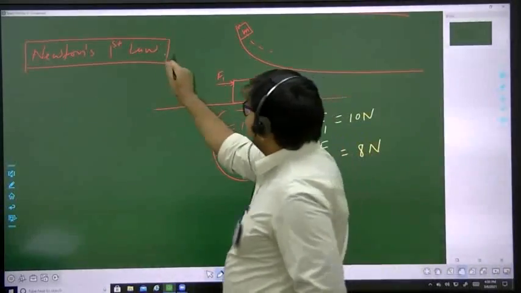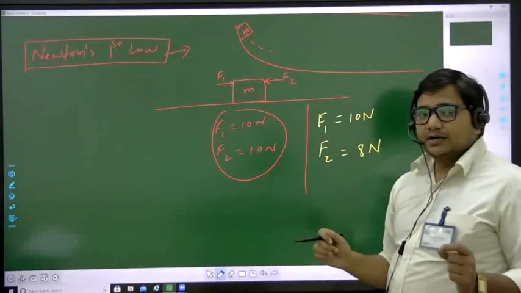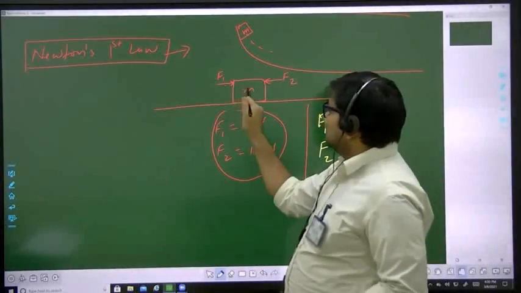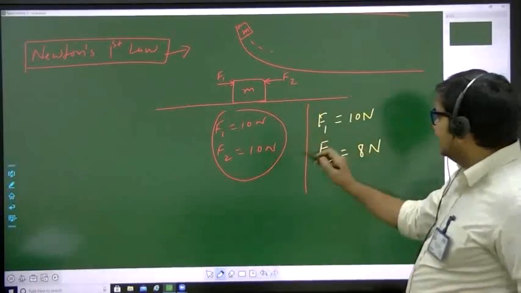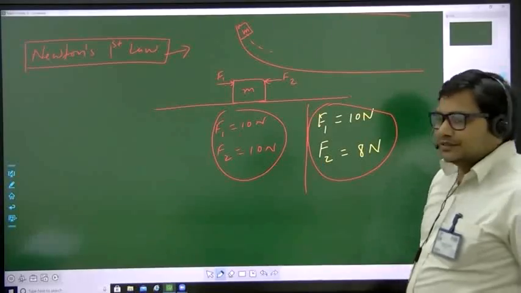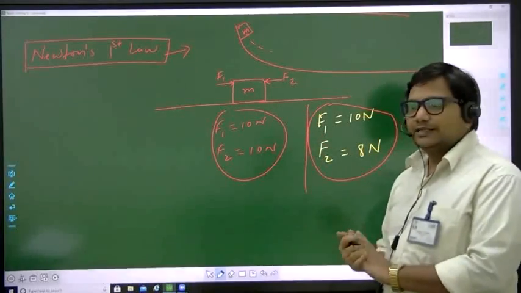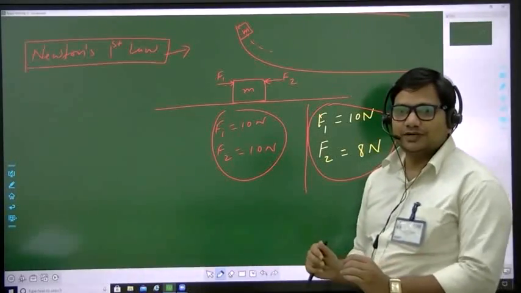So what does the first law say? A body continues to be in a state of rest or uniform motion unless acted upon by an unbalanced external force. This means the object will change its state only if you apply an unbalanced force on it. If balanced forces are acting on it, or no forces are acting on it, then the object is not going to change its initial position or initial state of rest.